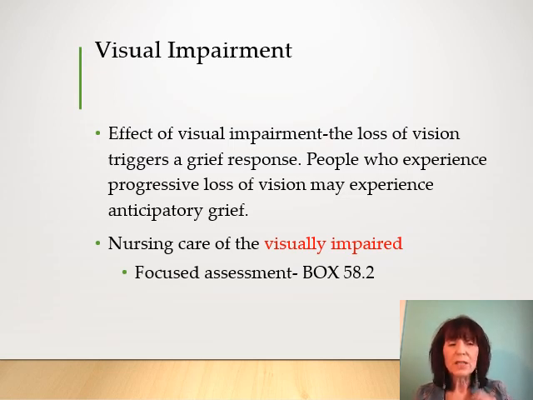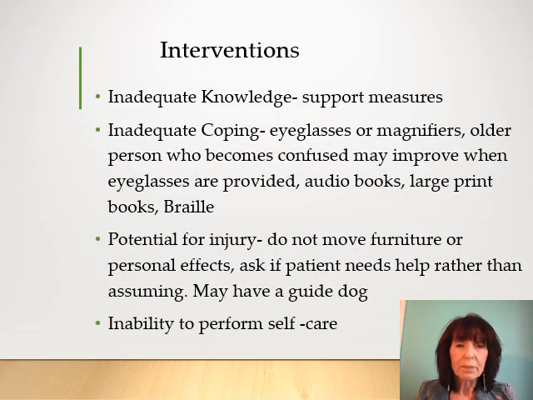So, special nursing care of the visually impaired. That's in box 58.2. Now remember, we have boxes and we have tables, so be sure you go to the box. All right. Interventions.